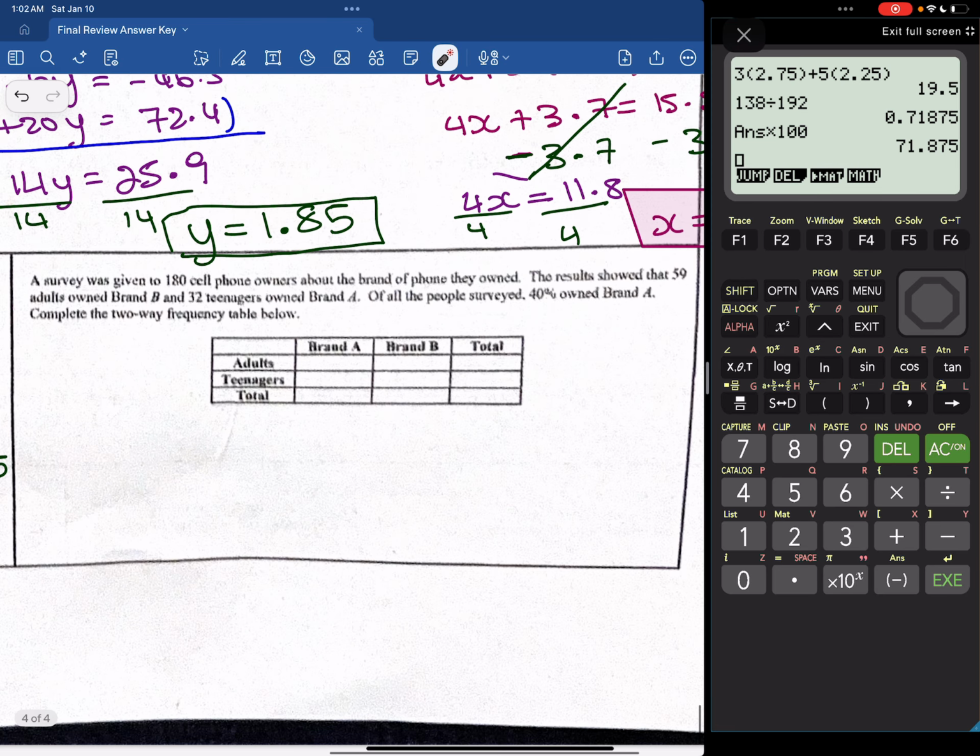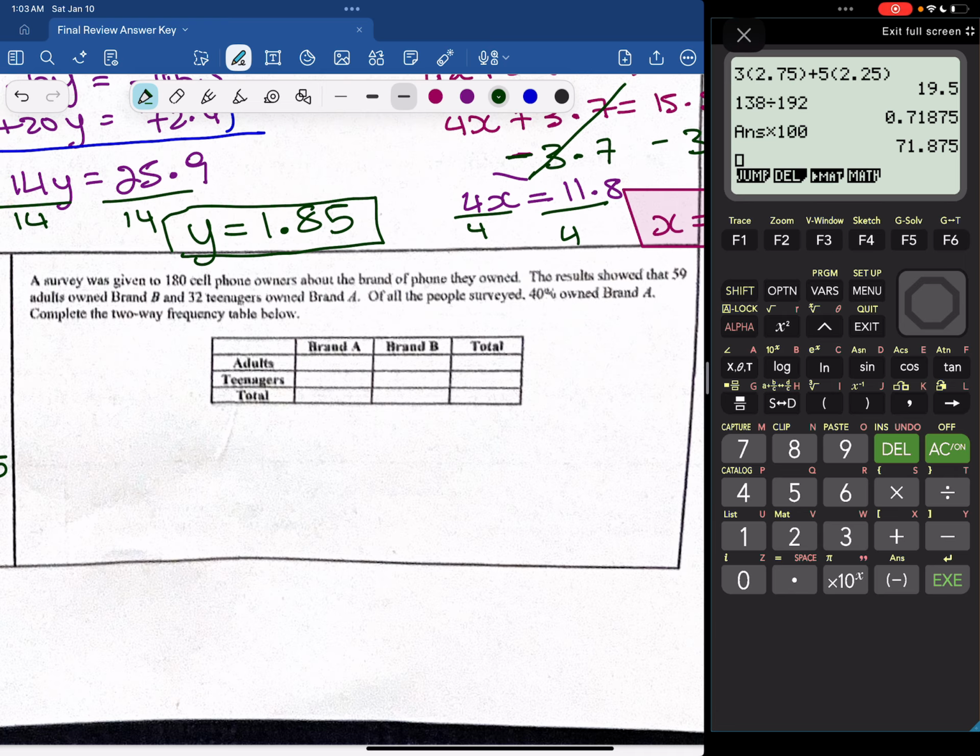Last question. A survey was given to 180 cell phone owners about the brand of phone they own. The results showed that 59 adults own brand B and 32 teenagers own brand A. Of the people surveyed, 40% own brand A. Complete the two-way frequency table below. So we can start step by step with filling out whatever information was given to us.